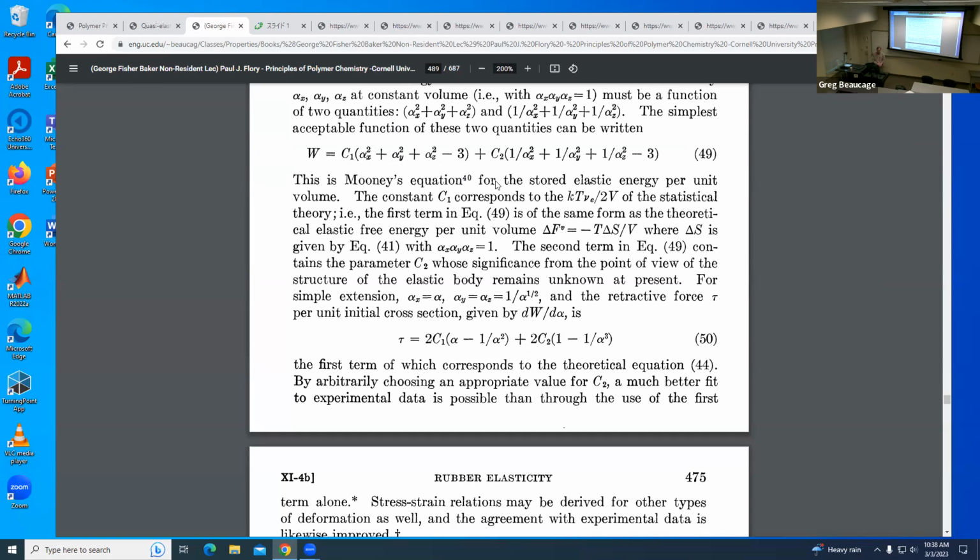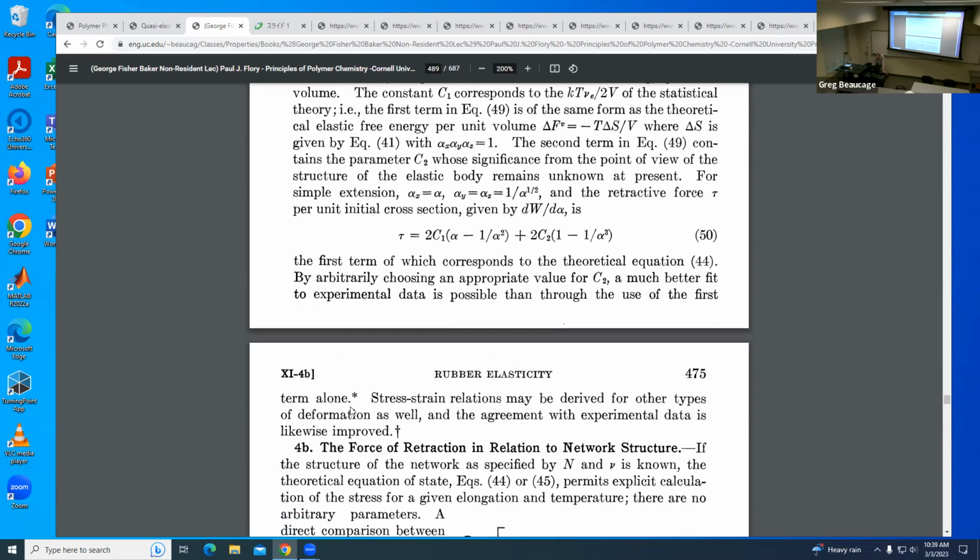So if you want to measure the modulus of a polymer, you probably want to do it in shear if you can, because you don't have to mess around with this stuff, right? So anyway, we need to do this Mooney-Rivlin plot to figure out what this is. Oh, and what is C2? By arbitrarily choosing an appropriate value of C2, you get as much better a fit to experiment as possible through the use of the first term alone.